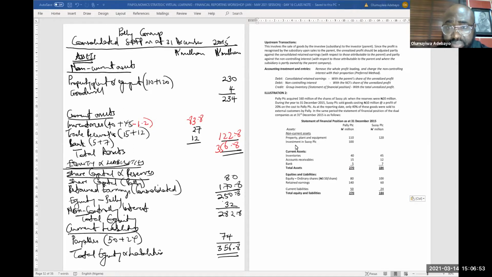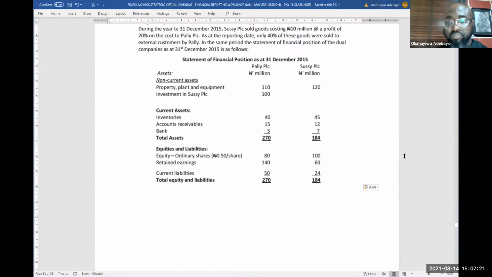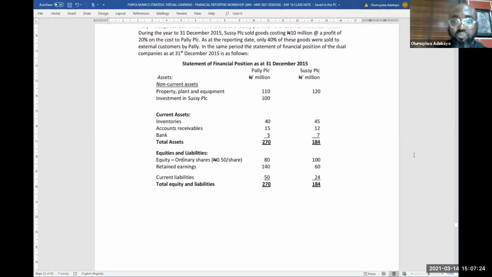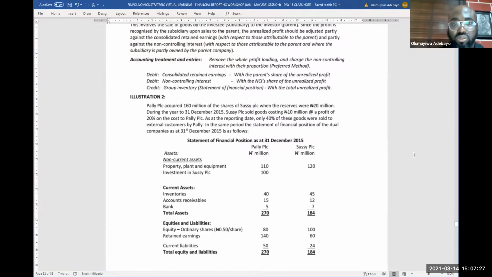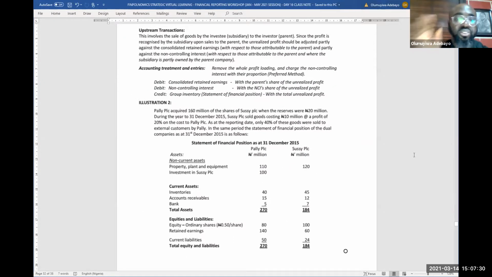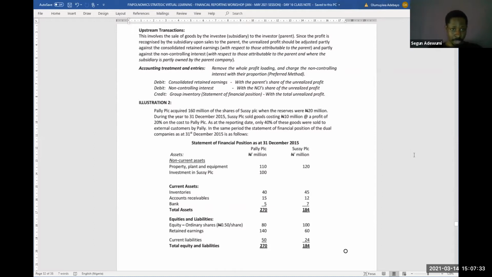Before we cross the bridge, I want Shegun to read a little about upstream transactions, and we'll then use this illustration 2, which is exactly the same as illustration 1 to depict our understanding. The only difference is that they swap the parent for the subsidiary as the seller of the goods. Let me enlarge it for you so that you can read for us. Over to you.